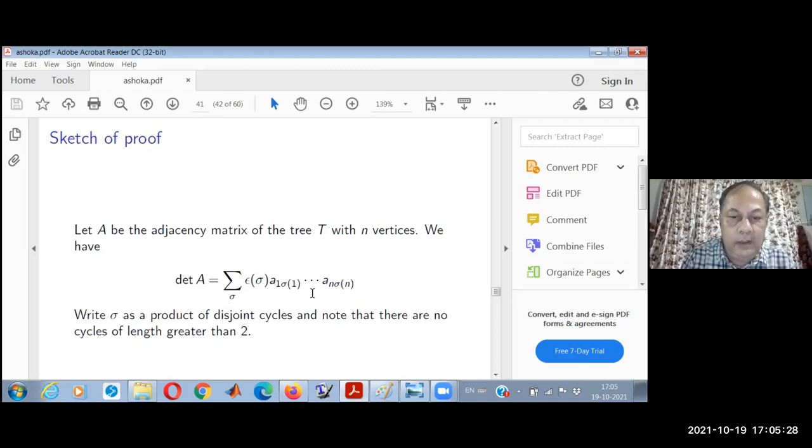And you will see that because there are no cycles, there can only be what we might call a 2-cycle. That means Aij and Aji. Only those kinds of cycles can come, and they have to be clearly disjoint. That is why a matching comes into the picture. When we write sigma as a product of disjoint cycles, and note that there are no cycles of length greater than 2, it follows that a term will contribute a 1 if and only if that permutation corresponds to a perfect matching in the tree.